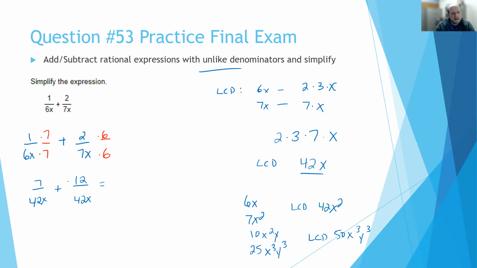Now I can add the numerators because I have a common denominator. So I add the 7 plus the 12, keep that denominator 42x. 7 plus 12 is 19 over 42x.